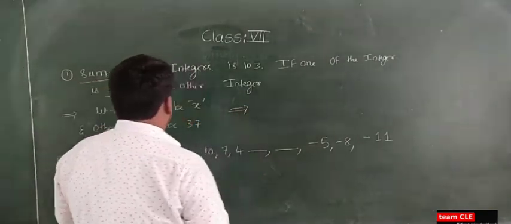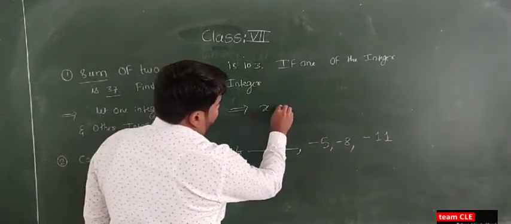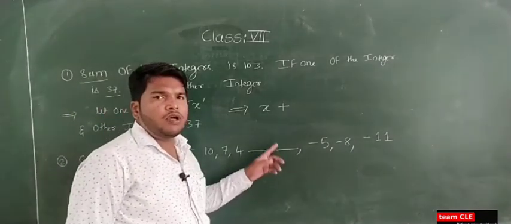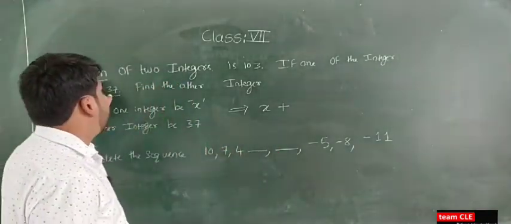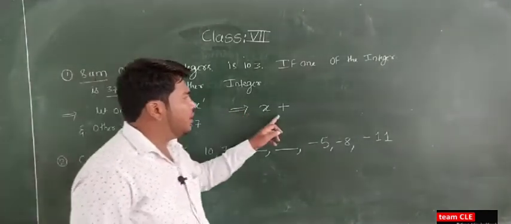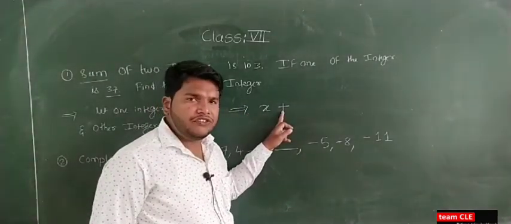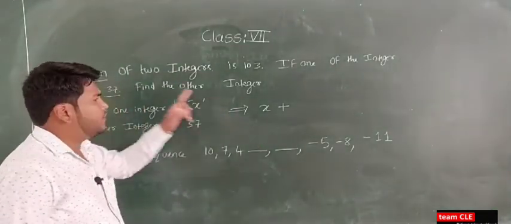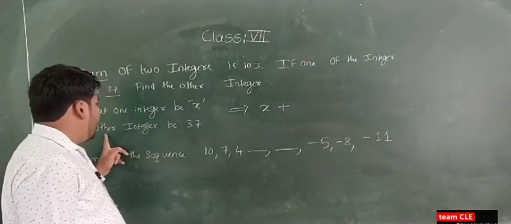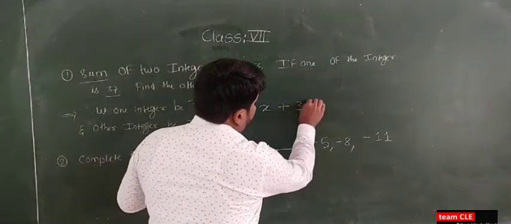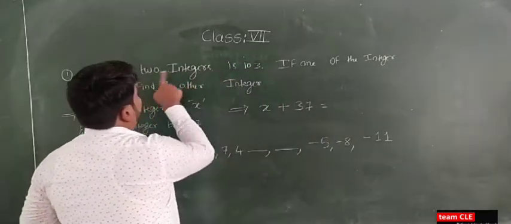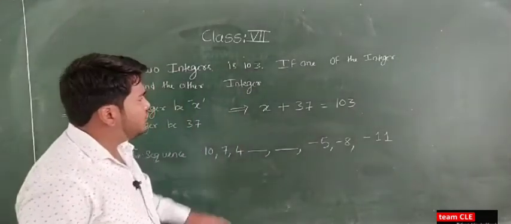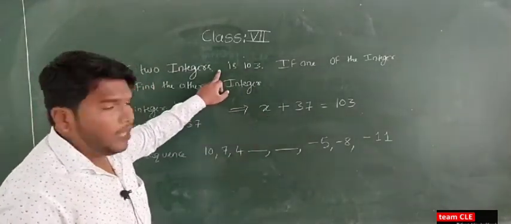Okay, so what they are saying: the sum of two integers. One integer is x. Sum means your operation is plus. While studying algebraic expressions, you will come to know what you mean by the word sum. For the time being, just remember sum means the operation is addition. So the first expression you have to take as x, then the operation is addition, and the other integer is 37, which is equal to the sum of two integers, 103. Okay, so this is your equation according to the question.